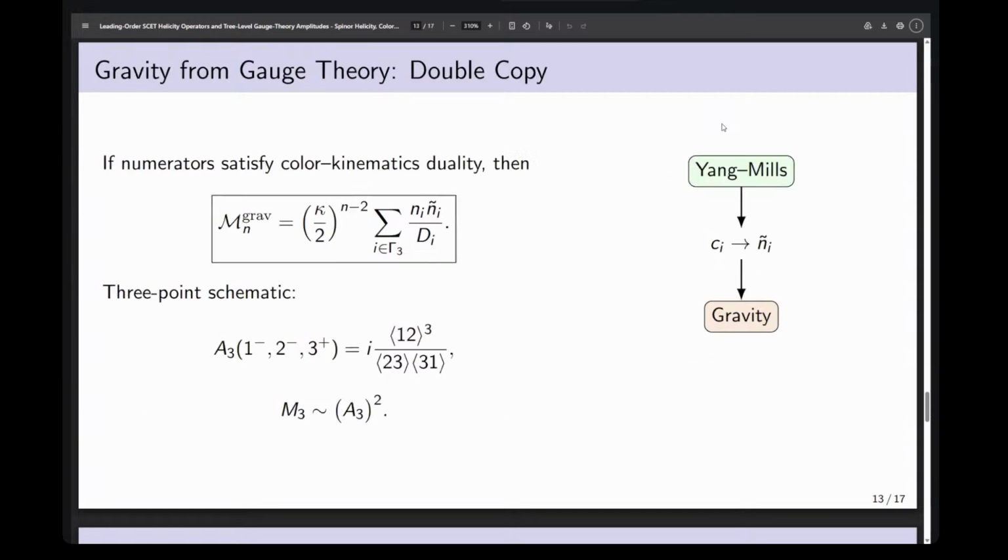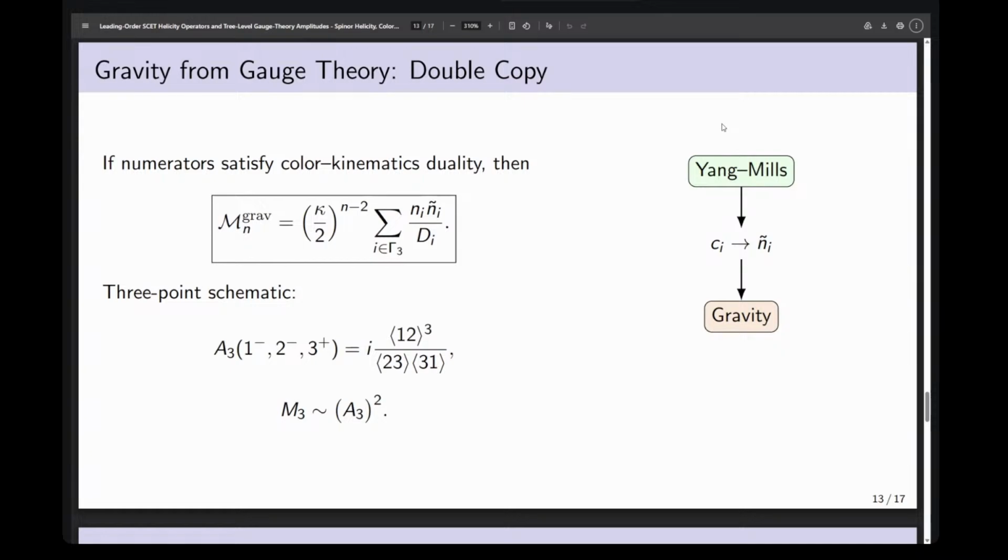Now, this is known as the double copy relation, which is often informally stated as gravity equals gauge theory squared, but the statement is systematic and should not be interpreted literally as squaring a full amplitude. What actually happens here is more precise. Once gauge theory amplitudes are in color-kinematics satisfying form, the color factor c_i can be replaced by another copy of the kinematic numerator n_i. The resulting object then reproduces a gravity amplitude.